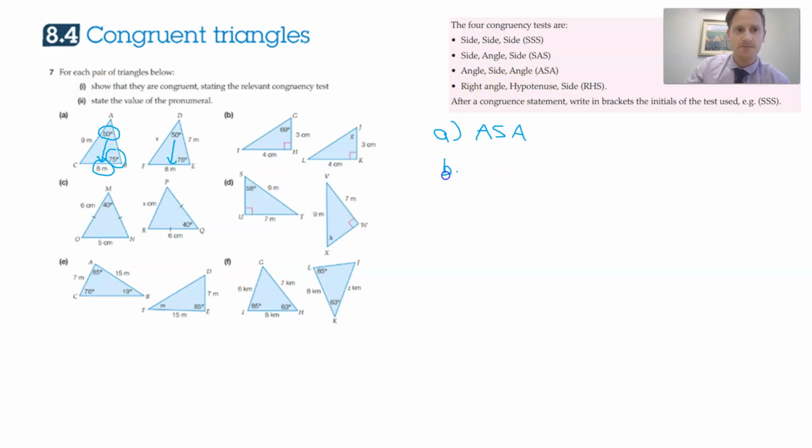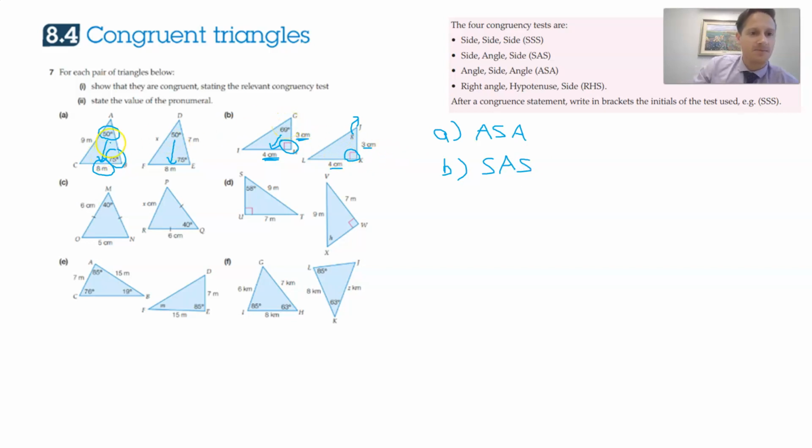All right, B. I should say, show that they are congruent, state the test. So all you have to do is state the test. For B, we've got a right angle. We don't know the hypotenuse, so it's not going to be RHS. And we've got 69, opposite that is 4. We don't know what that is, so we can't do that. So it's going to be the side of 4, the angle, which is the right angle, and the side of 3. So side, right angle, side. That's going to be an SAS proof, and they are congruent.